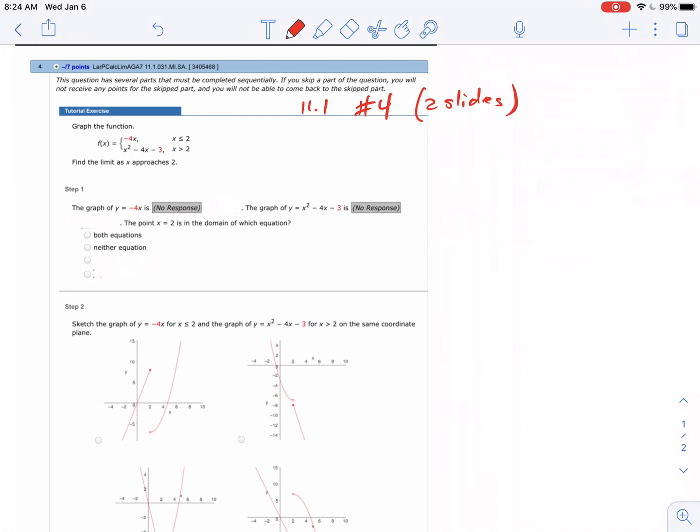Okay, so problem 4 in 11.1. I'm going to have to flip to a second slide here, but the idea is we're looking at a piecewise function, and they give us the two equations here. Yours are going to be slightly different, and then they give us the two rules or the two pieces of the domain for each one. So step 1, you have to do all of these steps in order so that you don't get locked out of the question. Don't skip anything, answer each question.